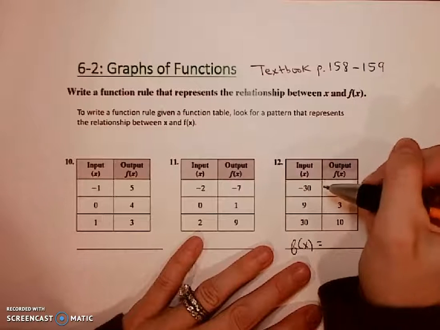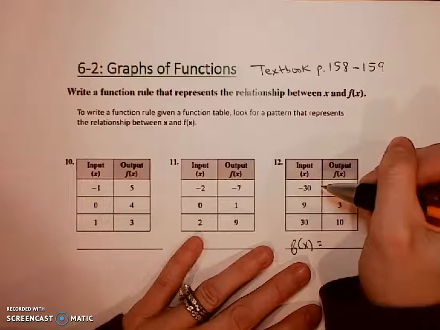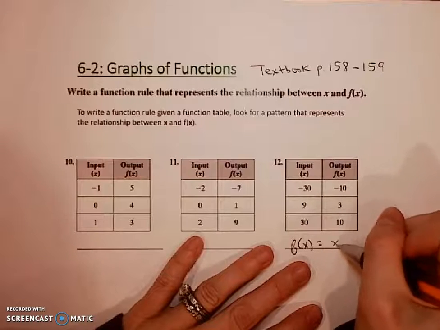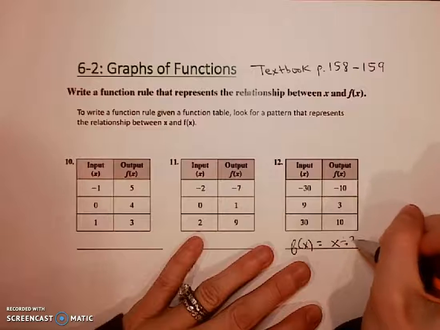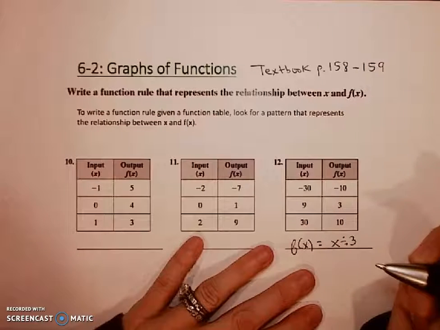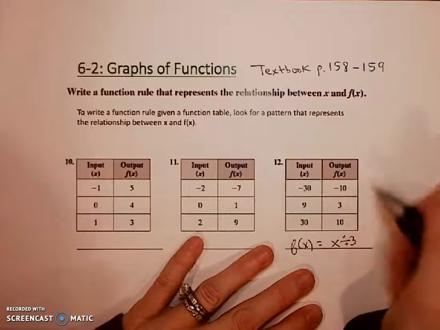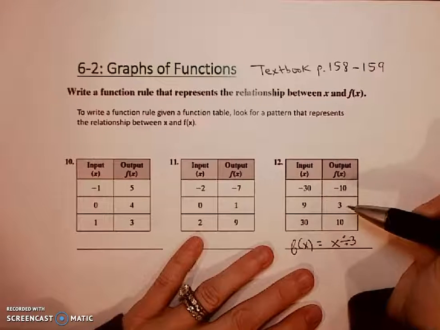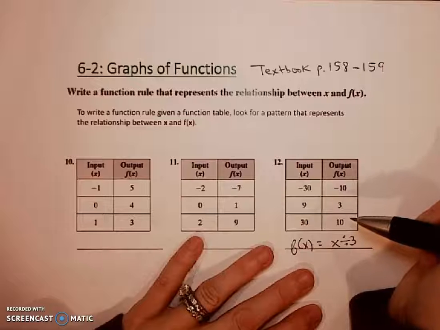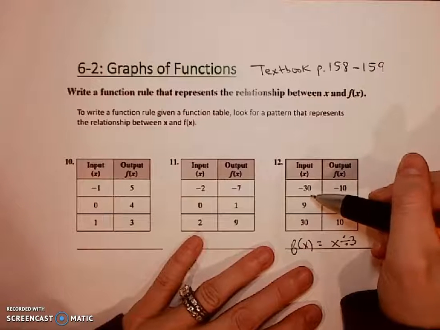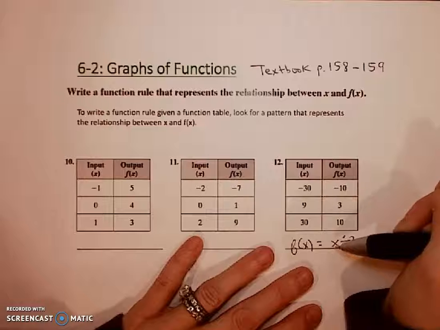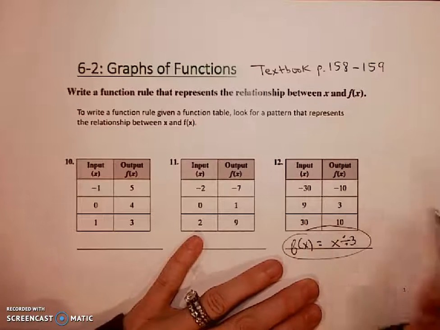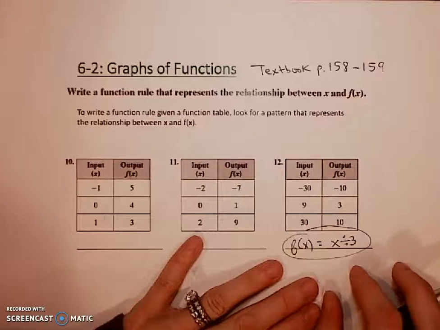So I'm going to go back up to my first number here. If I have -30 and I divide that by 3, would that give me -10? If I take x, which is -30, and divide by 3, is that going to give me y, or f of x? That's what I'm asking myself. So let's try it for the rest of them. 9 divided by 3, does that give me 3? Yes. 30 divided by 3, does that give me 10? Yes. So when I input -30, 9, and 30 for x, and then solve, that's going to give me my output. So my function rule for this problem here is f of x equals x divided by 3.